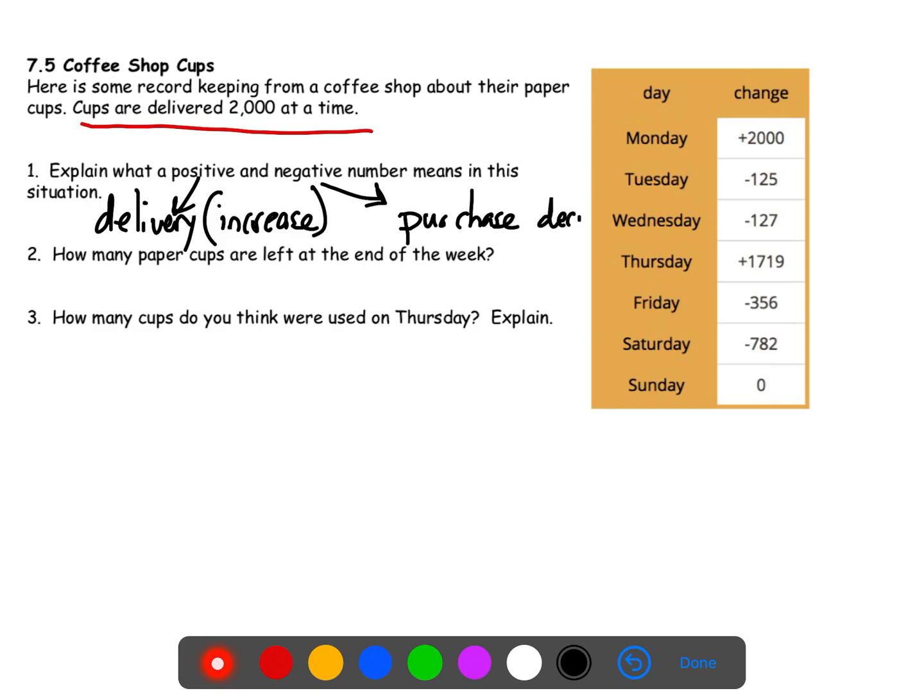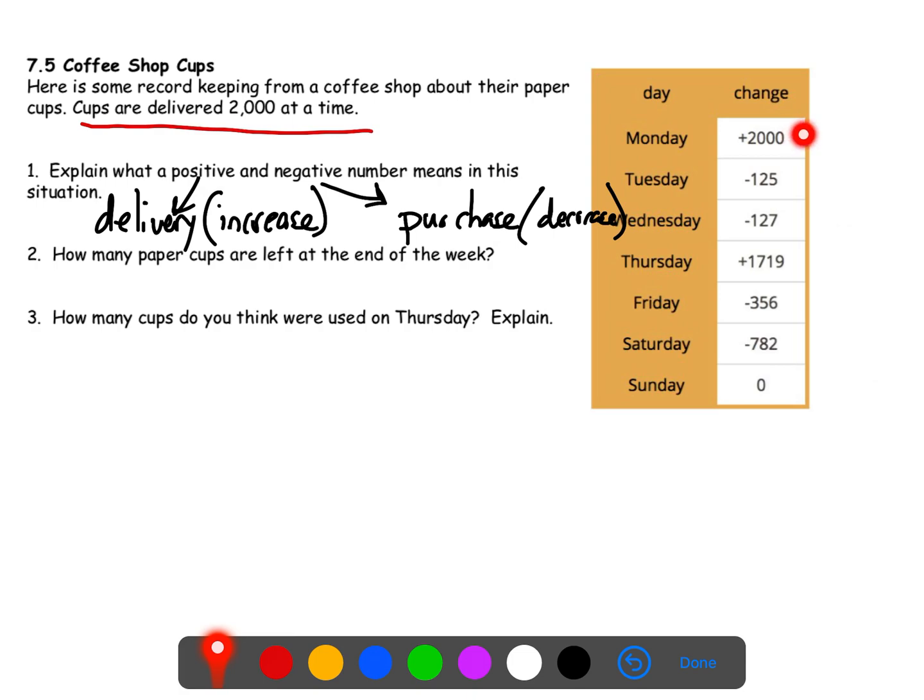And that's going to decrease the amount of cups that are there. The second question says, how many paper cups are left at the end of the week? So notice this is only describing how it's changed for the day. It's not like a lot of the tables we've looked at recently. It's also not giving us a running total, like an account balance if we were talking about a bank account. So if that's the case, we need to look at how many cups have been brought in, how many cups have been sold, and come up with a total here at the end.